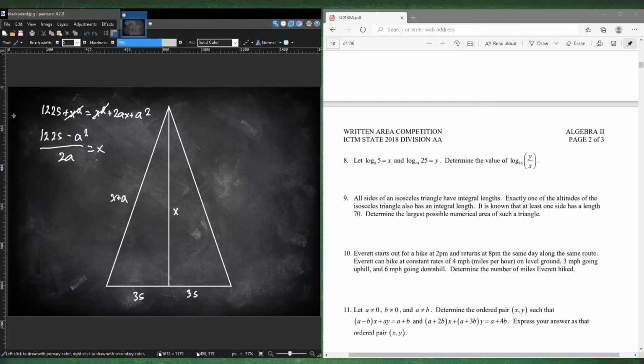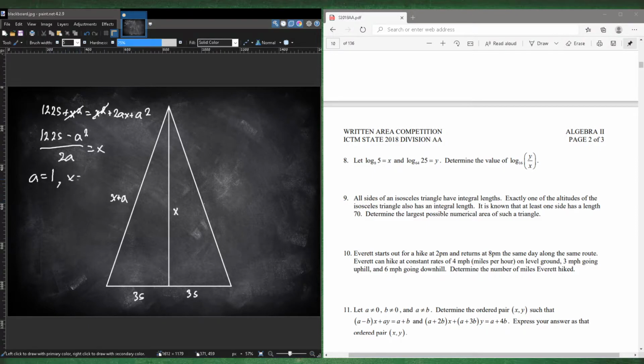If you think about it, the area is 1/2 times 70 times x, because it's 1/2 times base times height. So if we want to maximize the area, we need to maximize x. To maximize x in this equation, a has to be minimized, because a is taking away from your number. So let's say a is the smallest, because a has to be greater than 0. So the smallest integer would be 1.